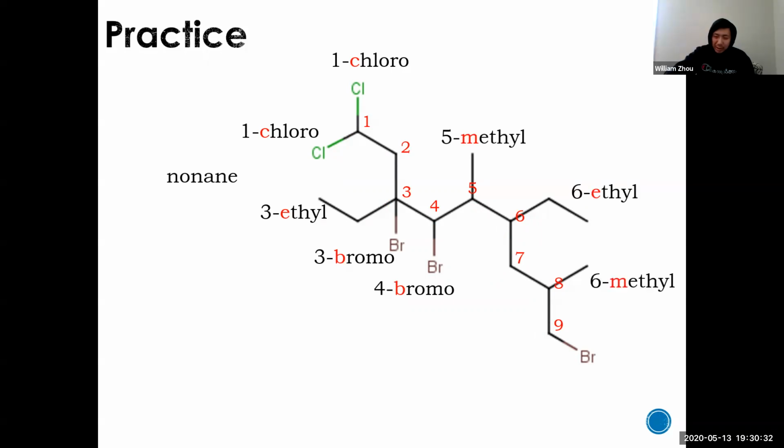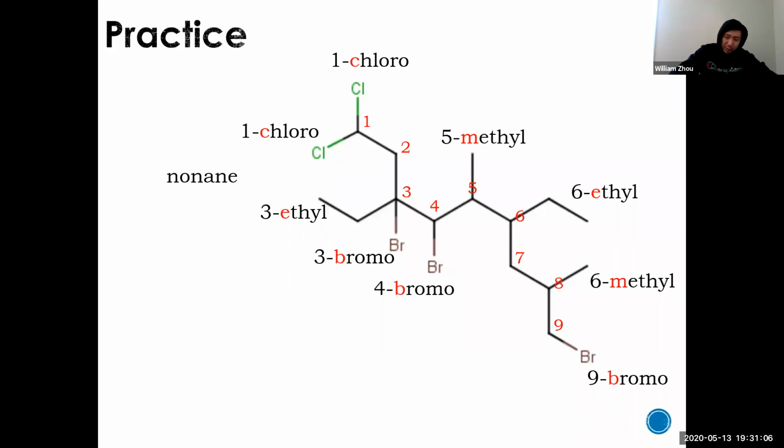Wait, that's a mistake. That should say 8 methyl. I accidentally typed 6. And then finally 9 bromo. All right, so I know there's lots of different branches, but the rules don't change. It's just an annoying question. You might miss one on the test by accident, so that will be unfortunate. But on the test, I'm not going to give you this one. This is too big for a test. I'm just trying to make you understand the concept. That's why I give you all of this.